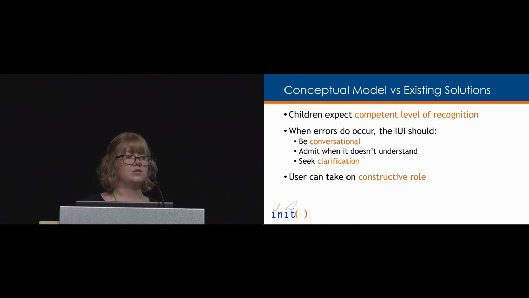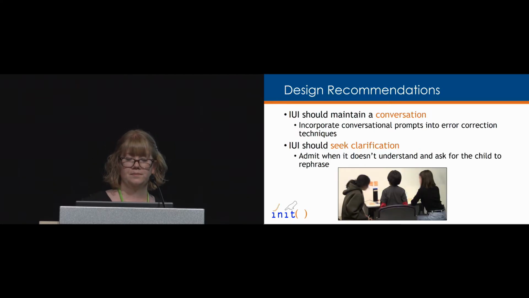We also saw that the user can take on a very constructive role when looking at error detection and correction in the children's designs, such as teaching the system through images. So we came up with a couple of design recommendations when looking at error detection and correction. For example, the IUI should maintain a conversation, and designers can include conversational prompts into their designs to gain insight into the user's intention. As well, the IUI should seek clarification from the user, admit when it doesn't understand, and ask the child to rephrase.